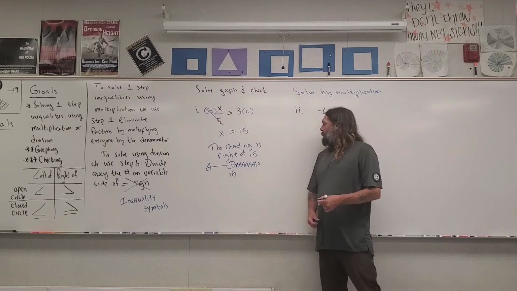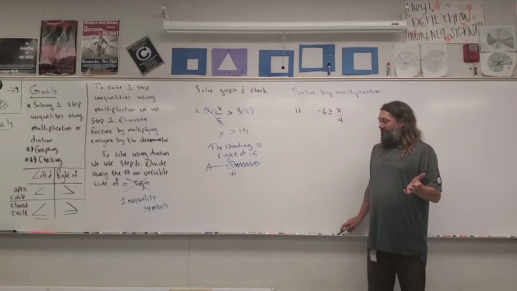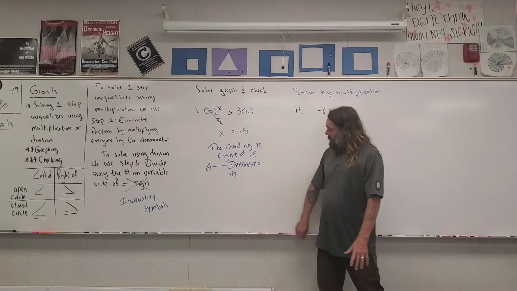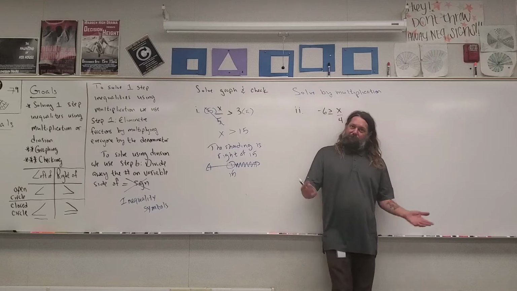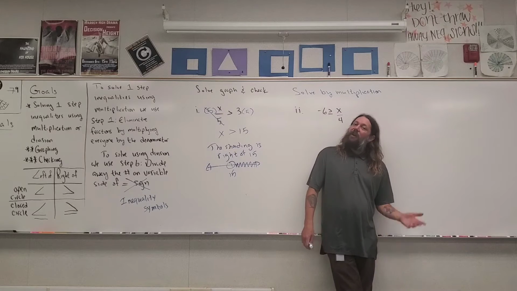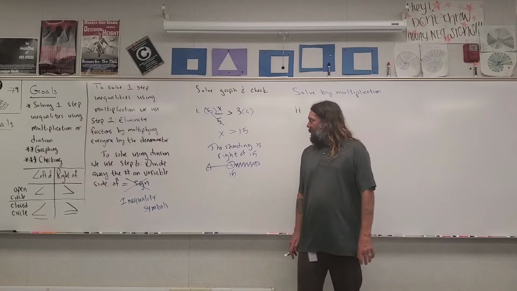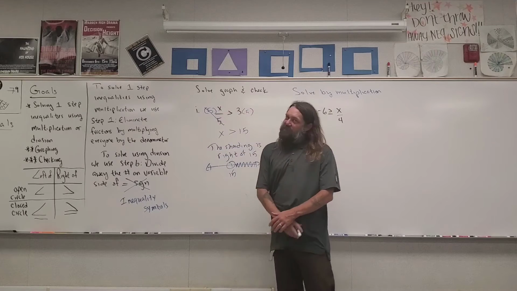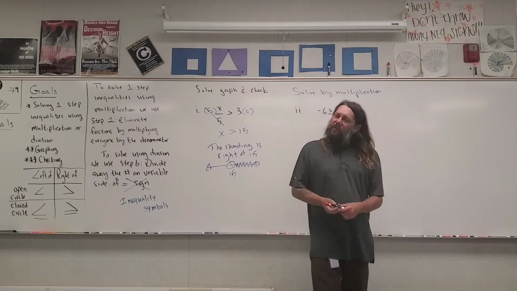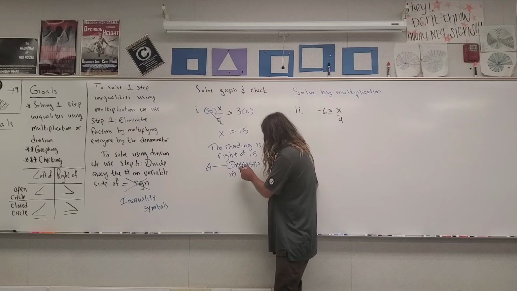Remember when I check, I pick a value that's in the shading. Now, some of us just might want to pick the next number we see, like 16. The problem with picking 16 is 5 does not divide 16 nicely. We can still use 16 though, so I'll show you how we can do that.